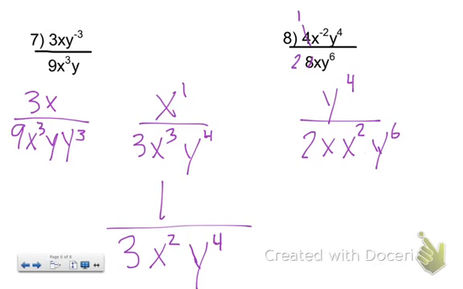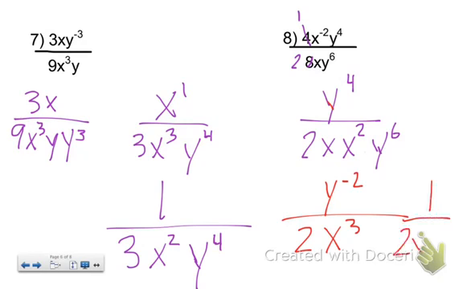And this time I want to think about this a little bit differently. So think about our subtraction rule. If we have y to the 4th over y to the 6th and we subtract, 4 minus 6 is actually y to the negative 2. X squared and x is x cubed. Well, it's kind of like what we just talked about. If we have y to the negative 2, it moves to the denominator to become positive. So we end up with 1 over 2x cubed y squared.